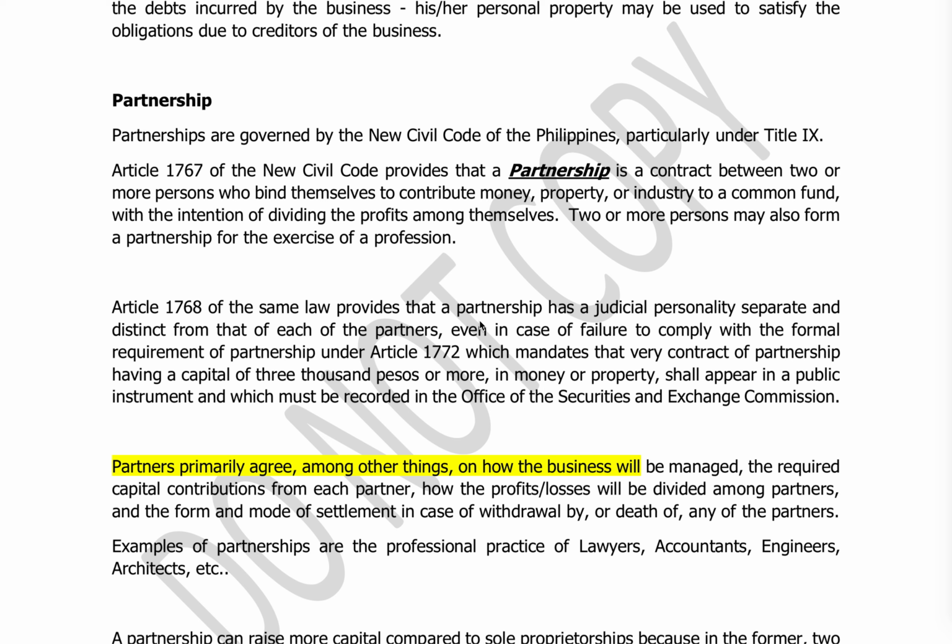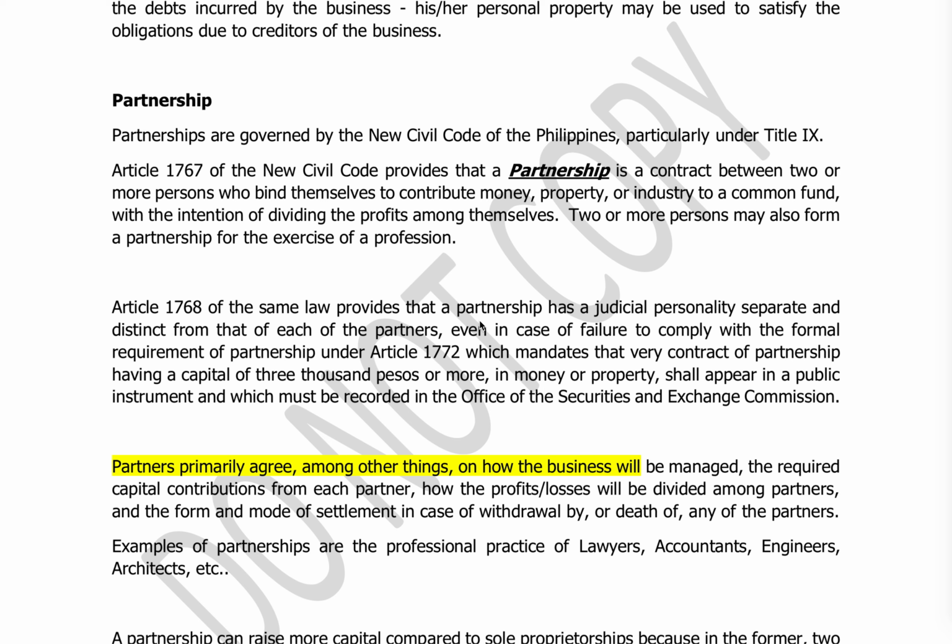As long as you have an agreement. And what is that agreement? To contribute either money, property, or industry into a common fund, with the intention of dividing the profits among themselves. So, ang agreement nila is, dalawa sila or more na maglalagay ng capital sa isang common fund, palalagawin ito, and the profits will be divided among themselves. So, that is partnership.